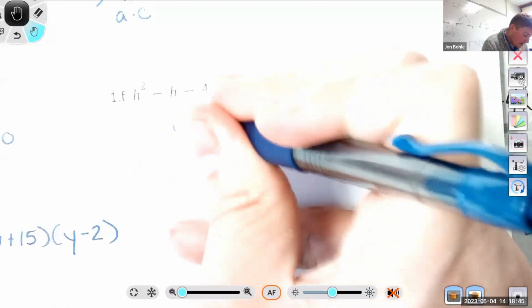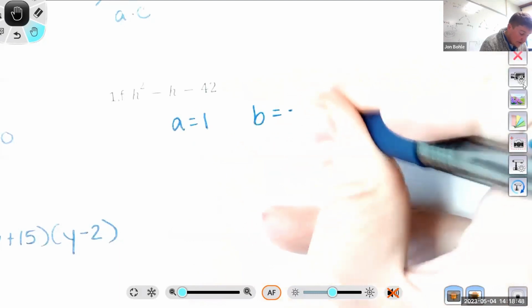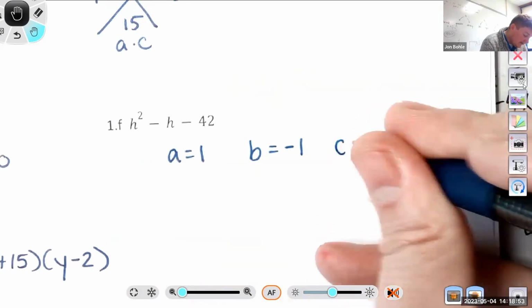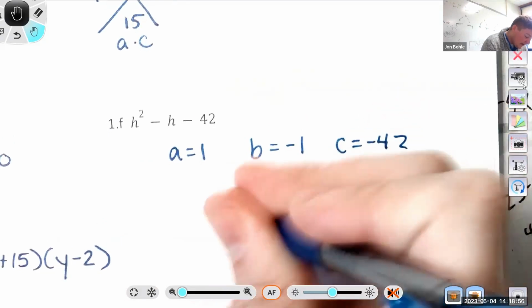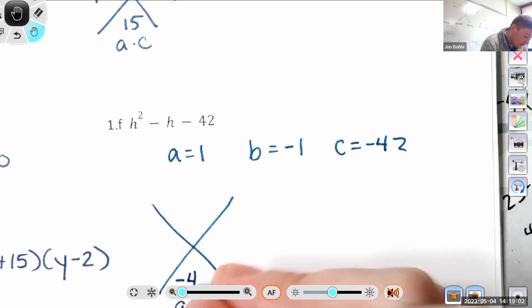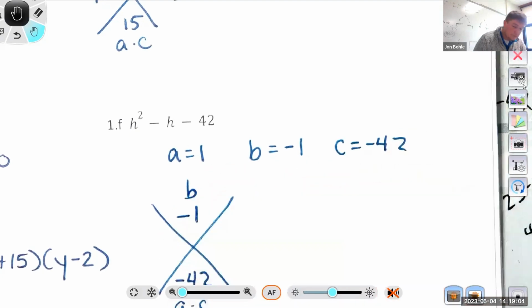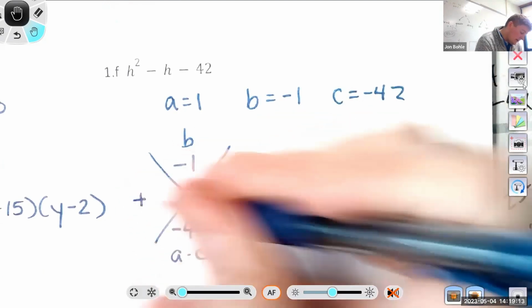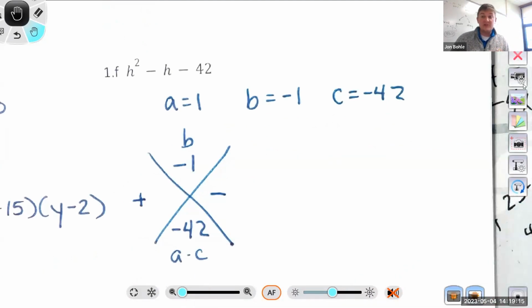Okay, F is going to be the same sort of situation. A value is 1. B value is negative 1. So if it's just minus a variable, the B value would be negative 1. And then C value would be negative 42. I'm going to set up my X, A times C. 1 times negative 42 is negative 42. B value is negative 1. So again, I'm multiplying to a negative, which means I'm going to have one positive and one negative. It might be easier to think subtract to negative 1.